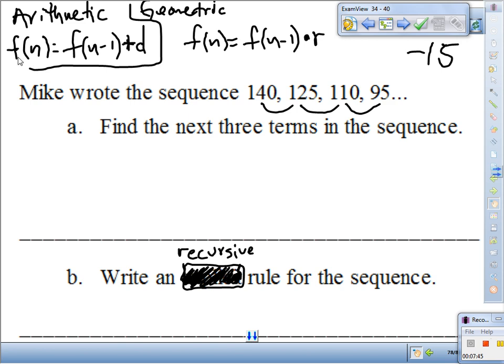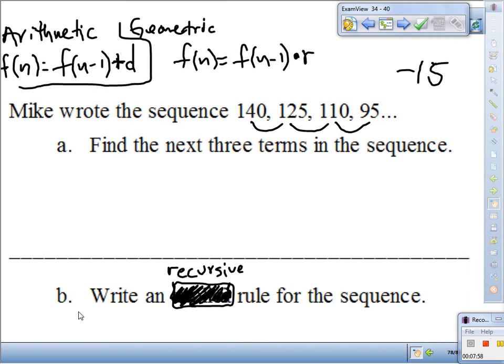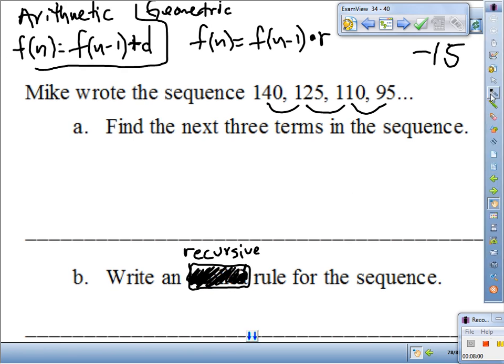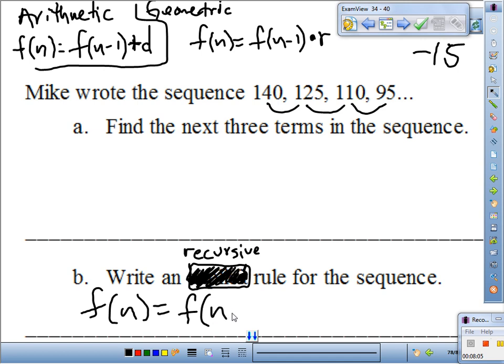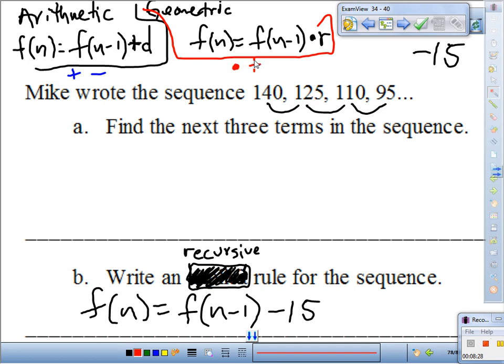So let's write our rule. Our rule is f of n equals f of n minus 1, and what do we write at the end? Minus 15. And once again, why did we use that rule? Because that's the rule for arithmetic, for addition and subtraction. This rule over here is the rule for a geometric sequence, as if we're multiplying or dividing.